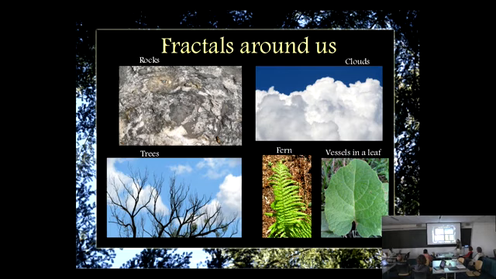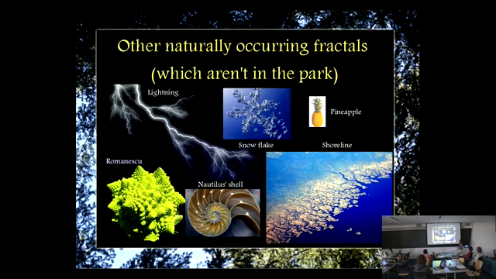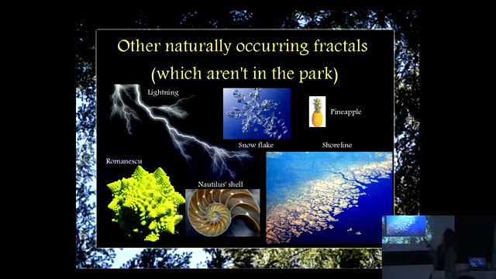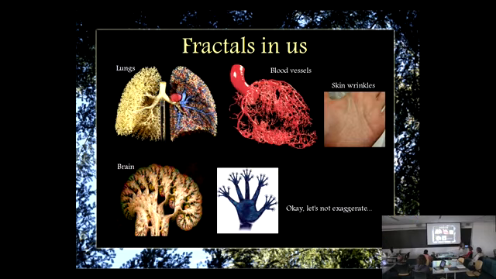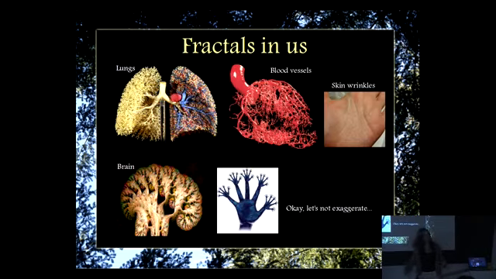And there are other things in nature that I couldn't find in the park, but maybe if I were to go in the winter, which would be shoreline, pineapple, which is a Brazilian fruit, so I wanted to show. The broccoli, Romanesco, some animals, and lightning. And as well, in our bodies, in our blood vessels, in our lungs, in the brain. That's my hand in the MRI, but let's not go too far. That would be too much.